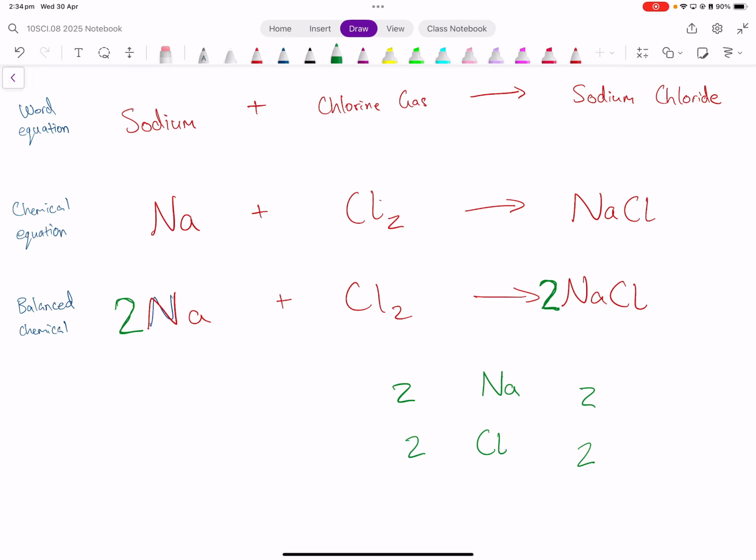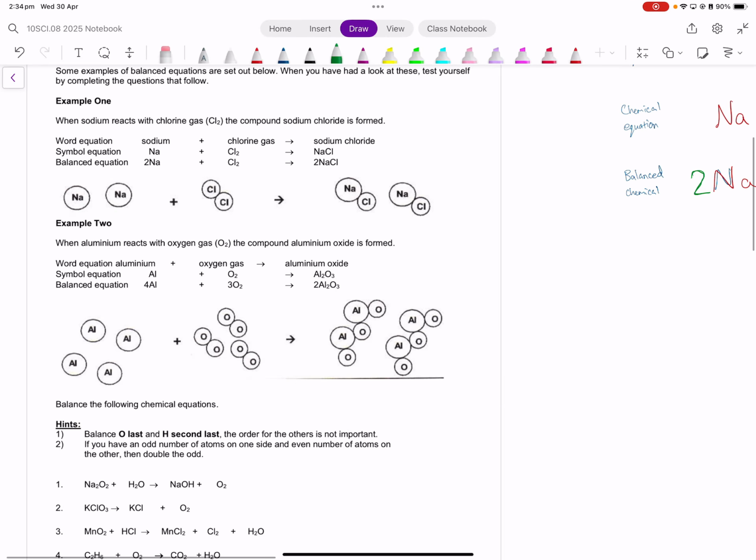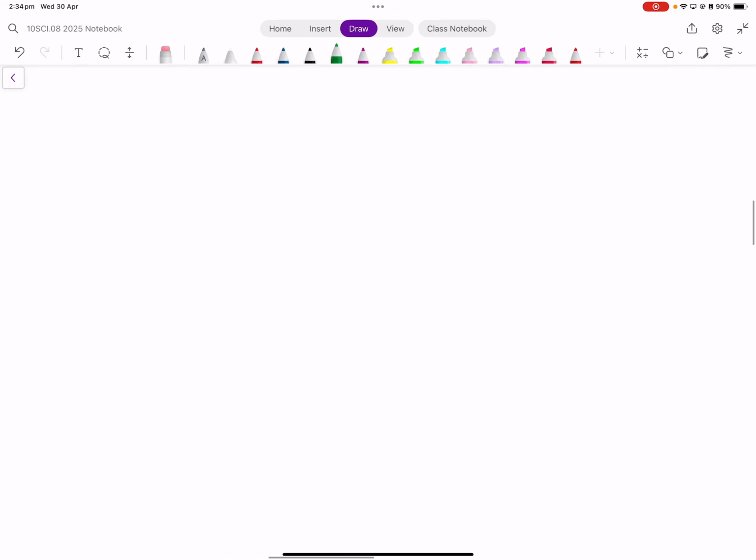So let's do another example. Our next example is aluminium and oxygen gas. So, can I get you to erase what you've done so far on your whiteboard? Let's go through together.